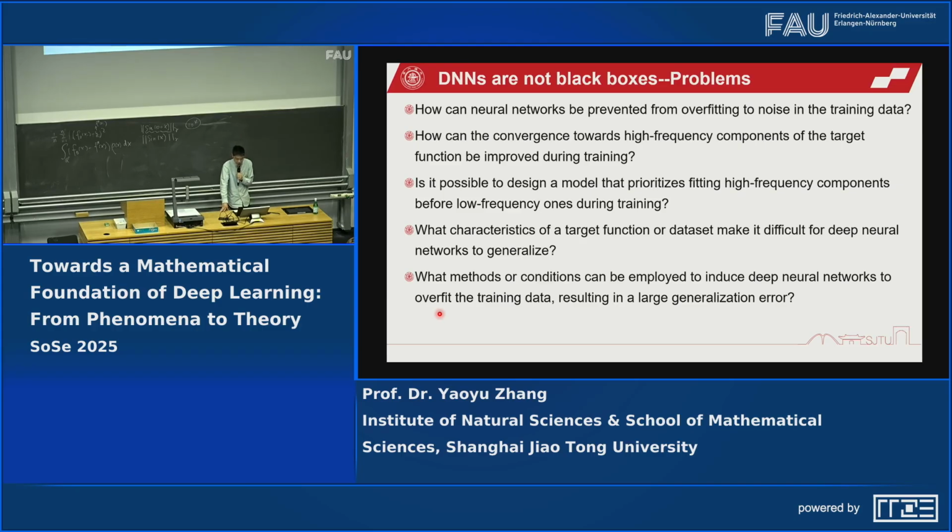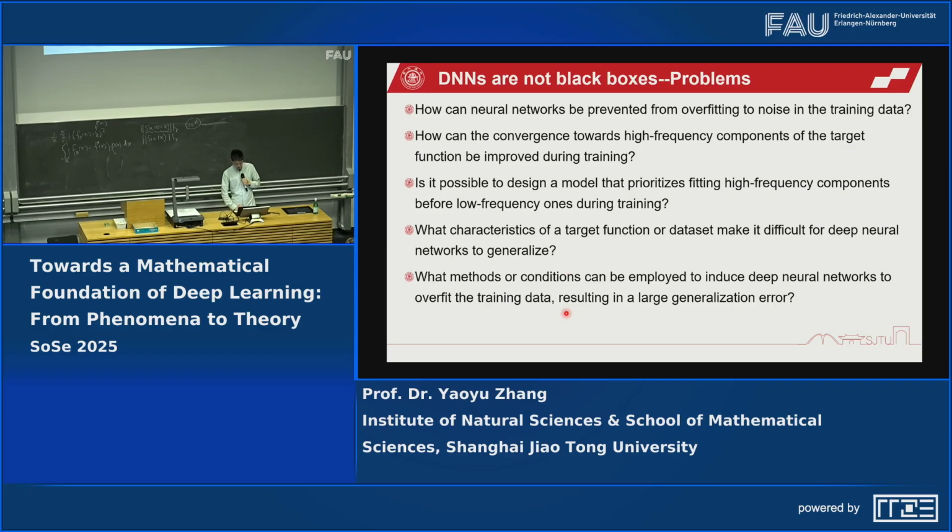And third, is it possible to design a model that prioritizes fitting higher frequency components before low frequency ones, right? So that's a really interesting one. And the fourth is, what characteristics of a target function or data set make it difficult for a deep neural network to generalize? That is regarding the limitation, because we are used to the neural network functions being so powerful, right? But what kind of training data can the neural network never really do a good job on? So that's a question you should have some understanding of.